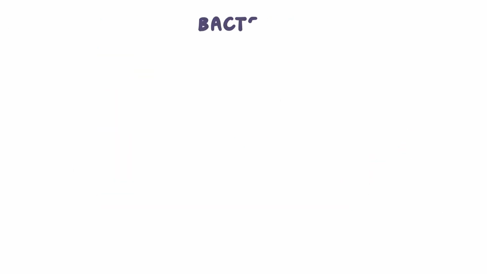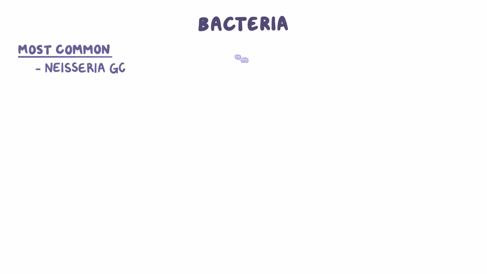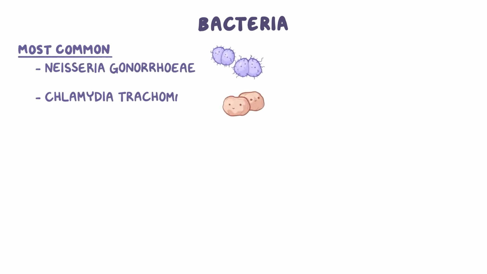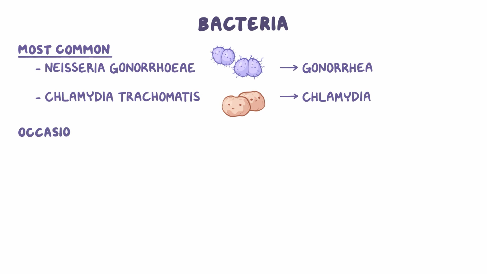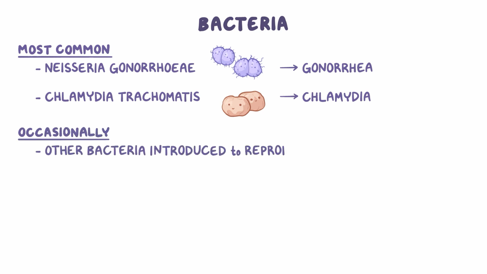There are many different bacteria that are associated with PID, but the most common are Neisseria gonorrhoeae and Chlamydia trachomatis, which are responsible for the sexually transmitted infections gonorrhea and chlamydia. Occasionally, PID can be caused by other forms of bacteria introduced into the reproductive tract by surgery, abortion, or even normal vaginal childbirth.